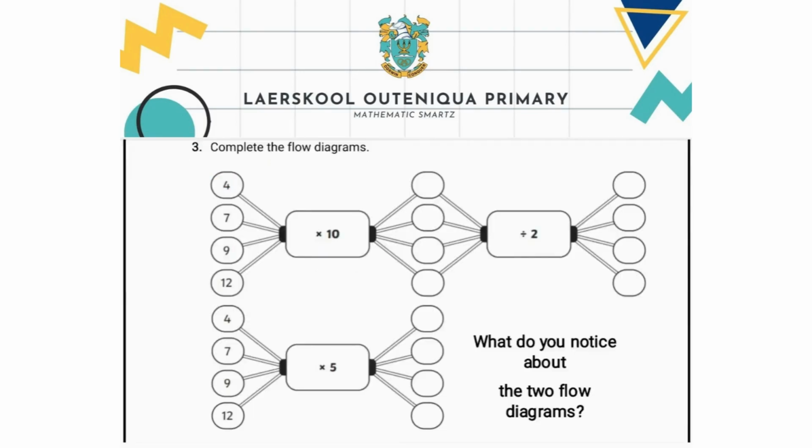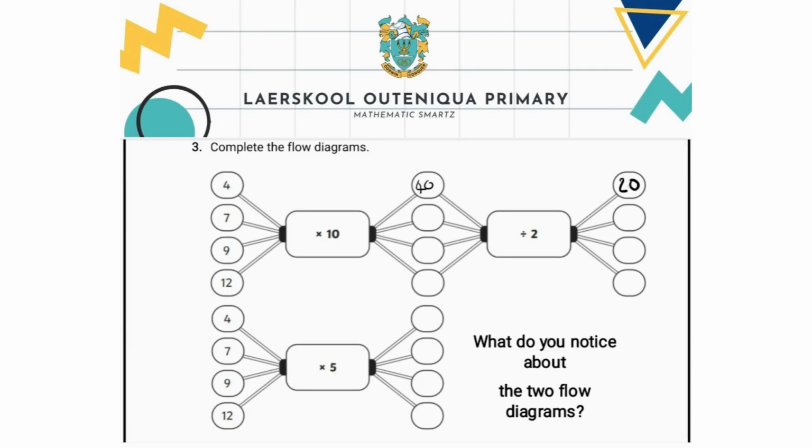Next, we move on to question 3. Complete the flow diagrams. For my first flow diagram, I'm given my input. And my first flow diagram has 2 rules. Multiply by 10 and then divide by 2. So let's do this together. 4 times 10 is 40. Divided by 2 is 20.